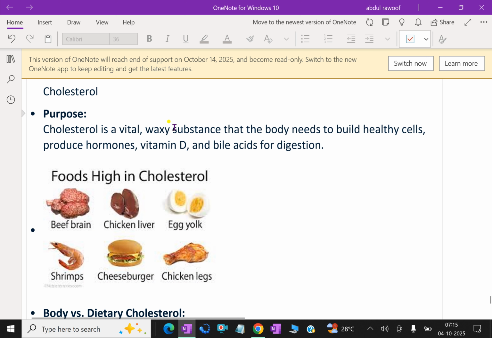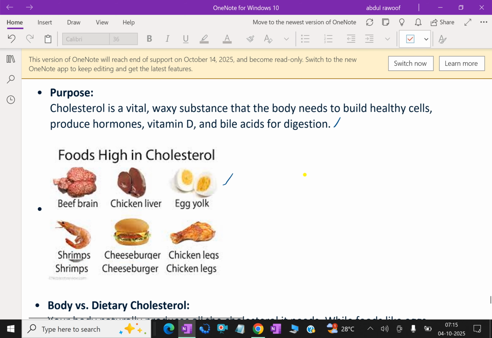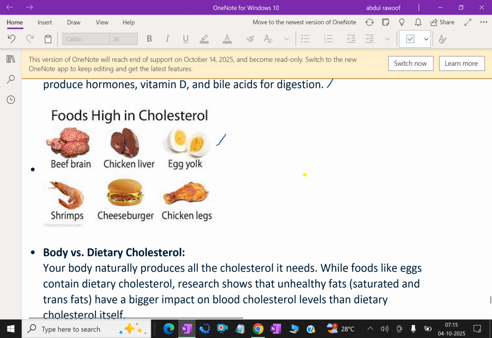Further about cholesterol, the purpose. Cholesterol is a vital waxy substance that the body needs to build healthy cells, and produce hormones, vitamin D, and bile acids for digestion. Foods high in cholesterol: beef brain, chicken liver, egg yolk, shrimps, cheeseburger, chicken legs. These are high in cholesterol.